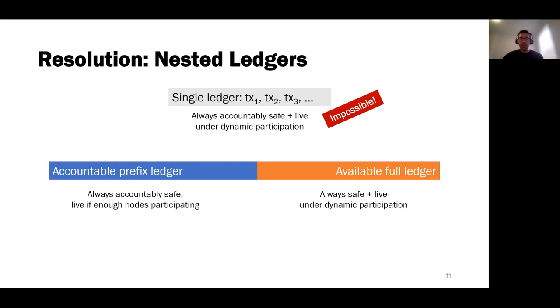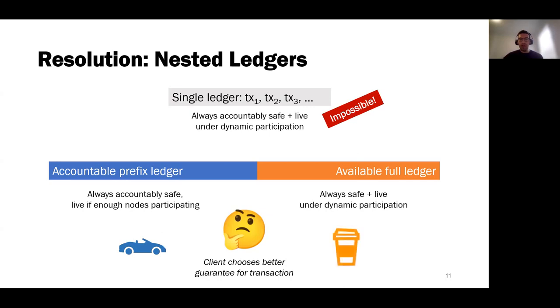This consistency among these ledgers enables clients to choose the better guarantee for their transactions and yet avoid any conflicts with each other. For instance, a car dealer might find it prudent to wait until a transaction that pays for a car enters the accountable prefix ledger. This is because the accountable prefix ledger provides stronger guarantees against safety attacks and more specific ones such as double spends.